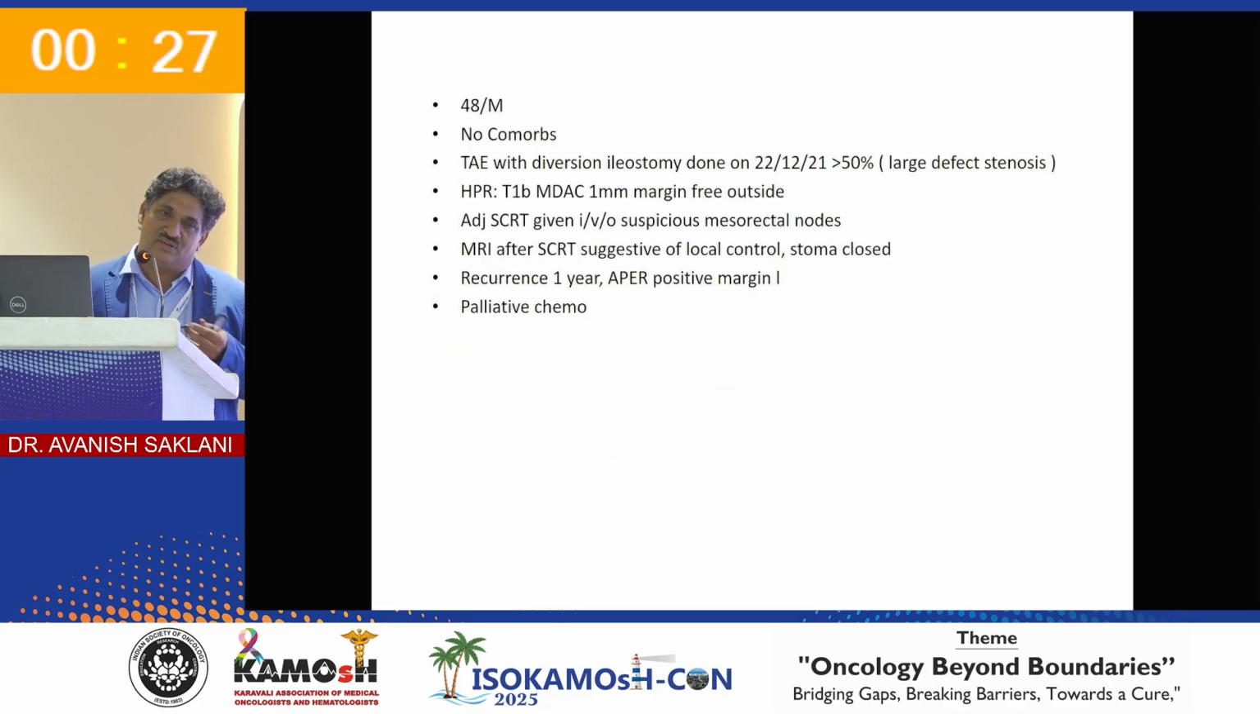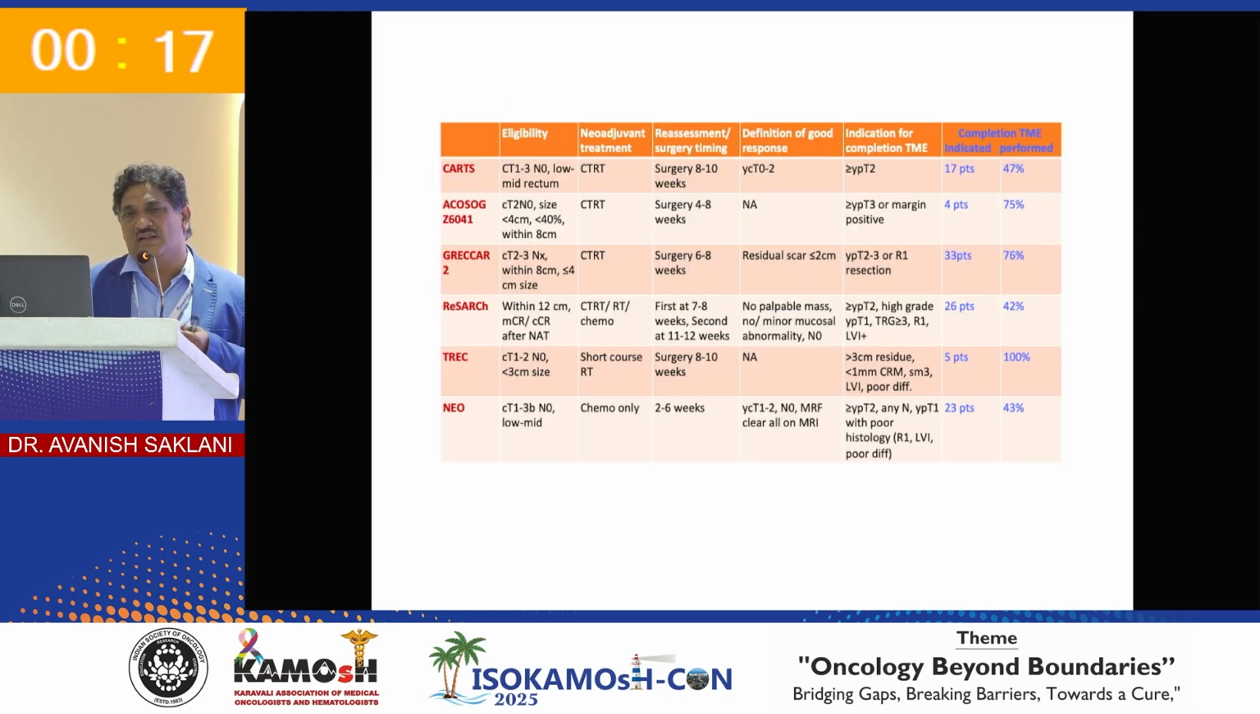Second case is sometimes someone does a local excision, requires a stoma, and again high-risk features. You give them chemoradiation because they don't want a TME, and then they come back with recurrence. There are lots of trials on organ preservation coming up. But when they talk about organ preservation after local excision, you have to see, are they going to comply with the next treatment? You can see in studies like CARTS, only 50% will go for TME.